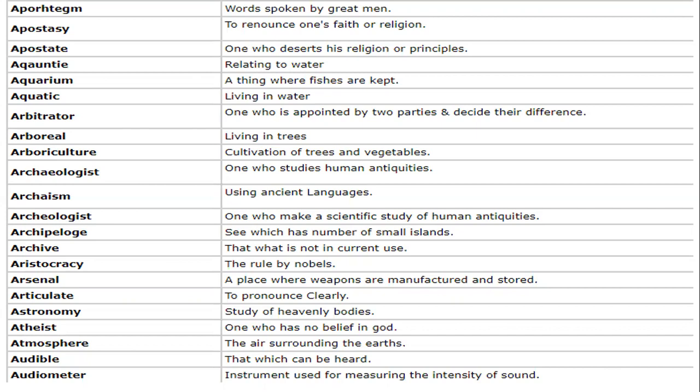Astronomy, study of heavenly bodies. Atheist, so the one who has no belief in God is said to be atheist. Atmosphere, the air surrounding the earth. Audible, that which can be heard. Audiometer, instrument for measuring intensity of sound.